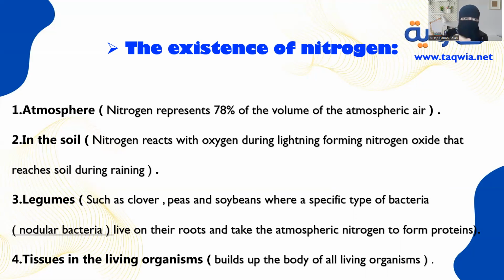Number two, it's inside the soil. How? Because during lightning, what will happen to the nitrogen? It will combine with oxygen gas to form nitrogen oxides. And where will these nitrogen oxides go? They will go down to the soil with the rain. What about the legumes? The legume plants take the nitrogen from the soil to make protein. And for tissues inside living organisms like us, we need nitrogen gas to build up the body by the proteins that we form from nitrogen.